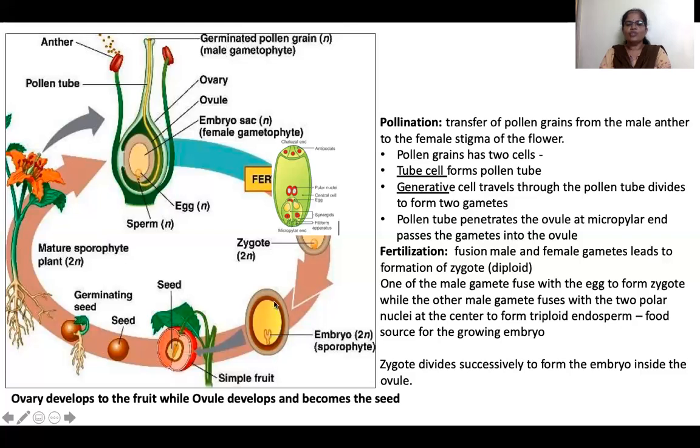Within the ovule, it becomes an embryo. This is the ovule, and this is the ovary. This will become the embryo and this will become the fruit. The outer portion, the ovary, becomes the fruit, and the ovule becomes the seed. Inside the fruit there is a seed, that is the ovule, whereas this is the ovary of the female reproductive organ.